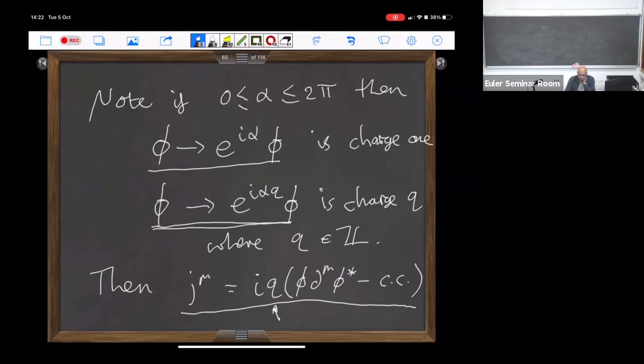But if you do that, then the integral of an appropriate magnetic field strength over any closed two-dimensional surface, in a suitable normalization, has to be equal to an integer.